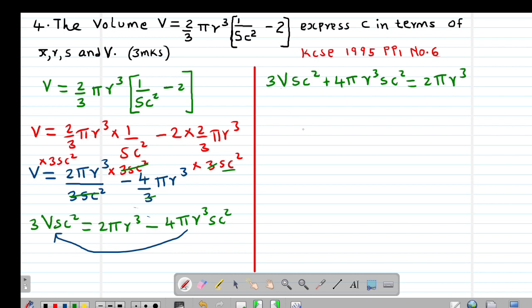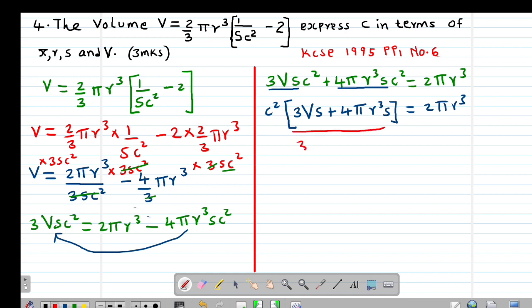Then since I need to make c the subject of the formula, I'm going to factor out c squared, then into brackets. If I factor out c squared from this term, I'm going to remain with 3vs. If I factor c squared from this term, I'm going to remain with plus 4 pi r cubed s, being equal to 2 pi r cubed.